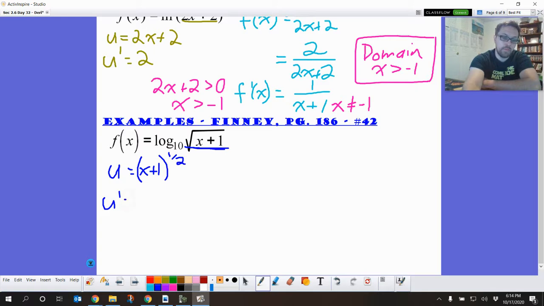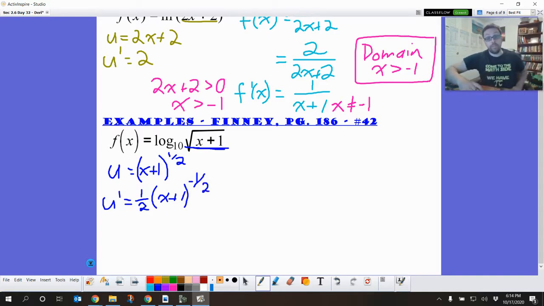So u prime is going to be 1/2 x plus 1 to the negative 1/2. I would have to do the derivative of the inside on that too. But wait, the derivative of x plus 1 is just going to be 1, so I don't have to worry about that. Phew. If that had been like a 2x plus 1, then I would have had to tack that on too, but it wasn't there.